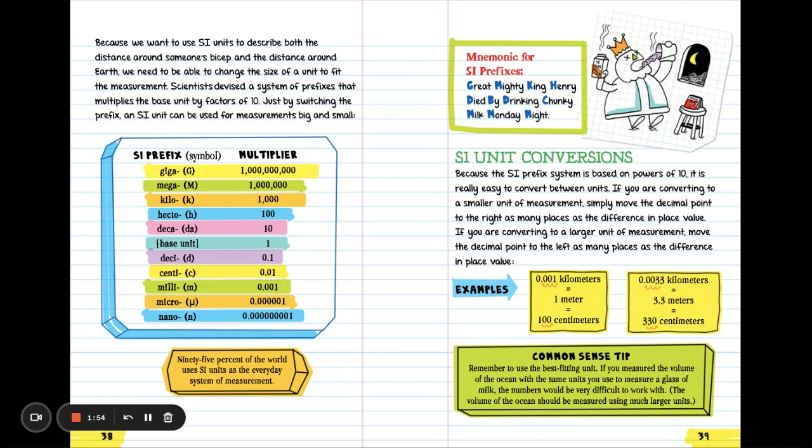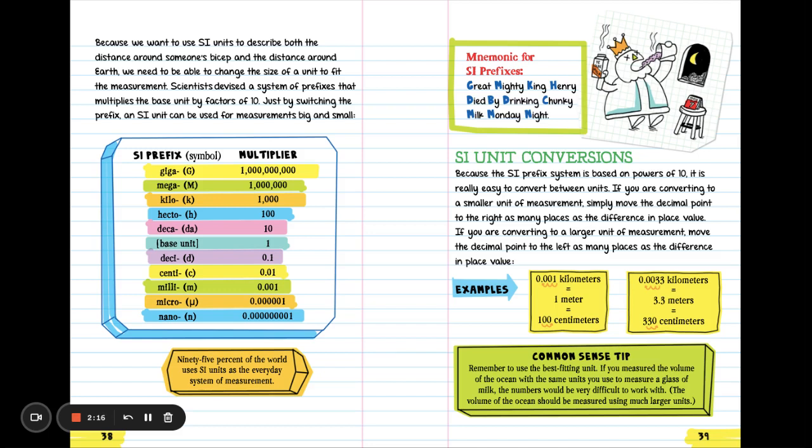SI unit conversions. Because the SI prefix system is based on powers of 10, it's really easy to convert between units. If you're converting to a smaller unit of measurement, simply move the decimal point to the right as many places as the difference in place value. If you are converting to a larger unit of measurement, move the decimal point to the left as many places as the difference in place value.